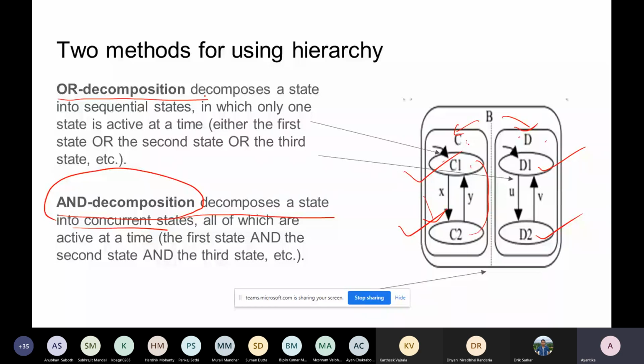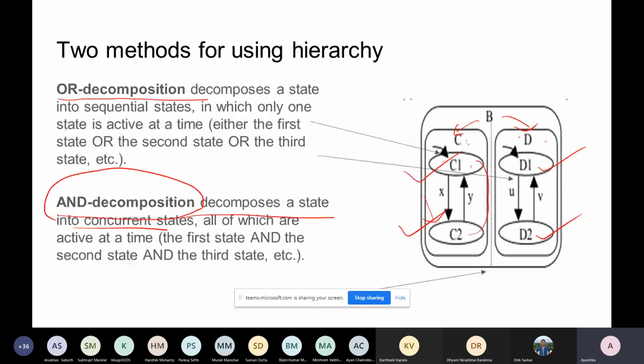So when we map our complex requirements to states, it is not always that we can get definite small states. It may happen that we define the master states and then decompose them into substates. And those substates may be related by OR-decomposition or by AND-decomposition.